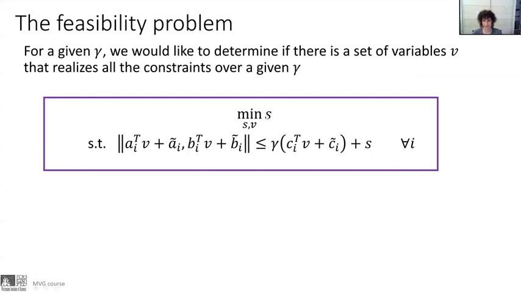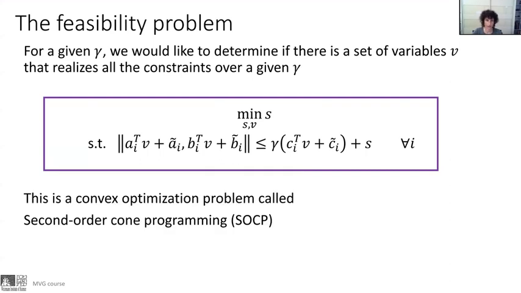variable S. Gamma is fixed, and I'm asking myself, find me the minimal S such that all the constraints are satisfied plus this slack variable. This slack variable is going to let me know whether there is intersection or there is no intersection. And this is just what I told you before.